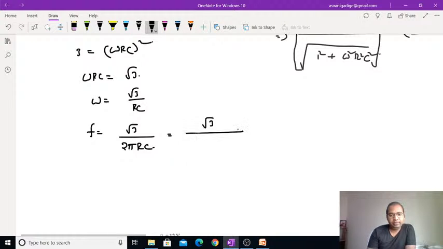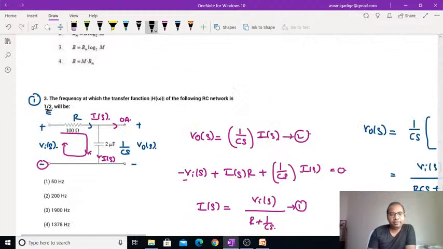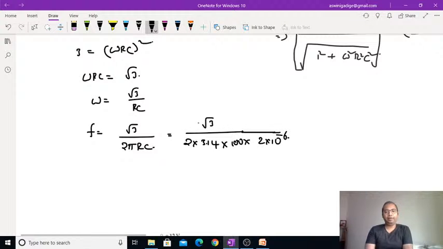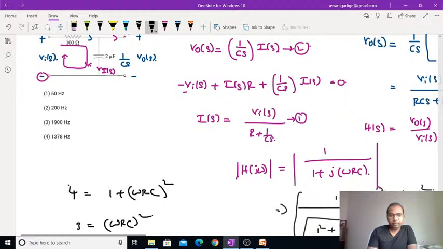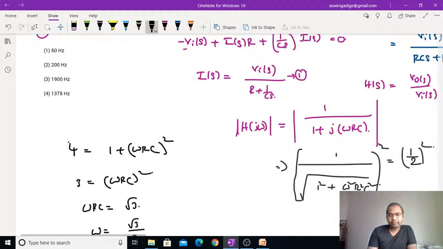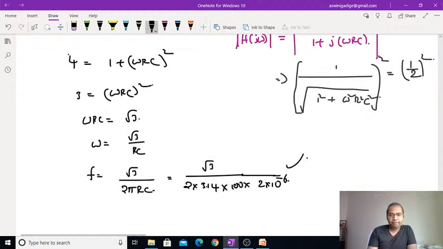So that is equal to root 3 divided by 2 into 3.14 into, what is the resistor value? 100 ohms, and the capacitor is 2 microfarads. 100 into 2 into 10 power minus 6. Okay, so calculate this one, guys, and whatever frequency you are getting, that will be your answer. So did all of you understand this procedure? Fine. So find out the transfer function and then take the gain, substitute S is equal to j omega, do the cross multiplication, squaring, and then f is equal to this expression.